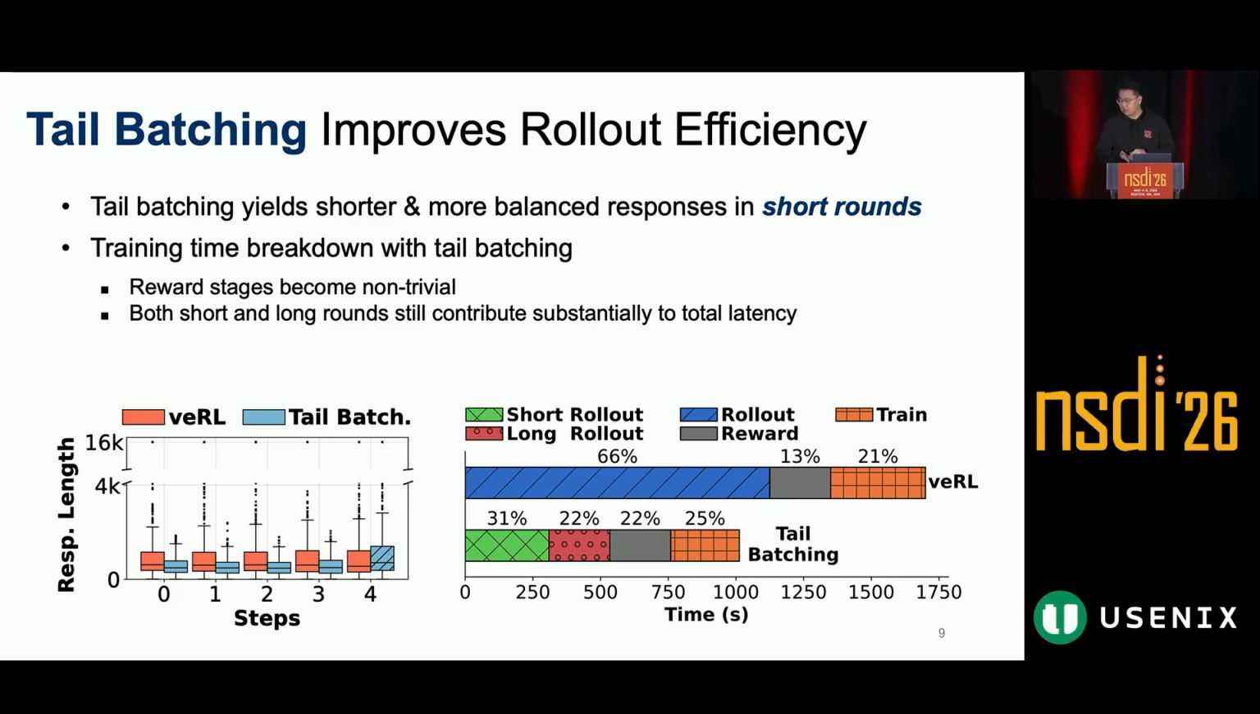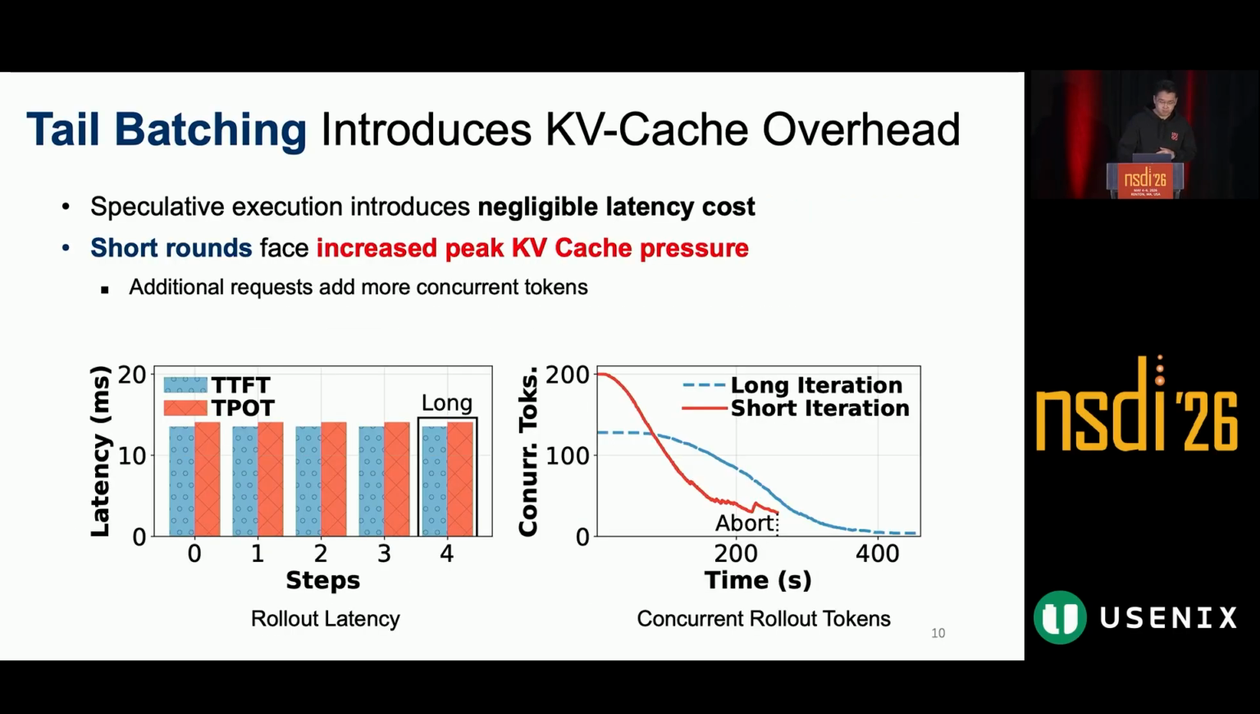But before that, let's first discuss the potential overhead of tail batching. As we can see, speculative execution introduced negligible latency costs. The time to first token and time per output token of long and short rounds remain identical.